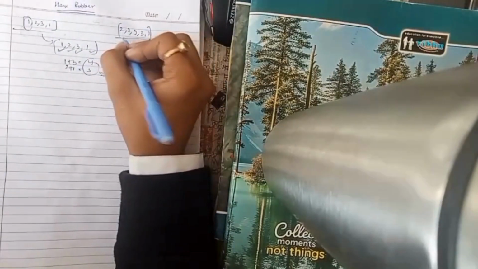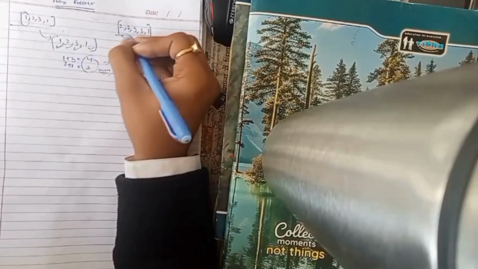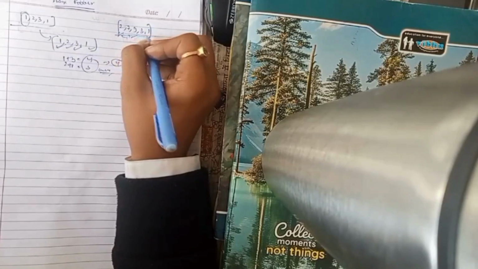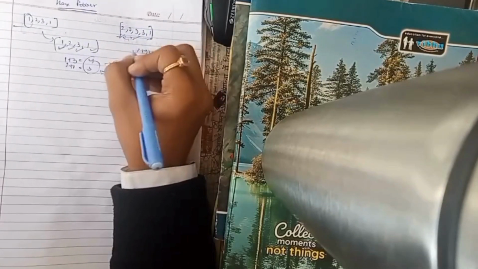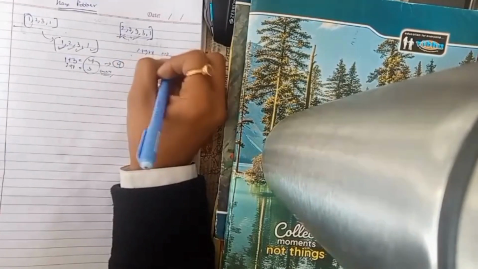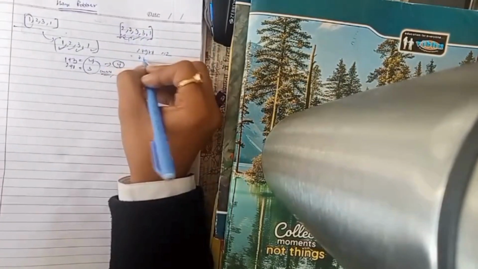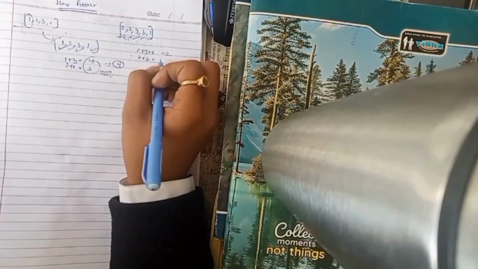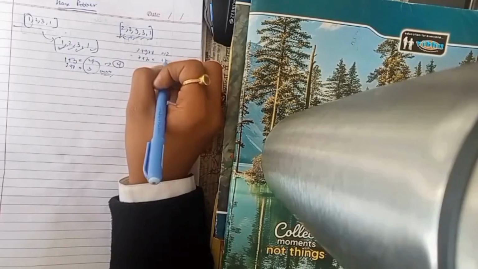Next test case is 2, 7, 9, 3, 1. Let's say I rob 2, 9, and 1. So 2, 9, and 1: 2, 9, 10, 11, 12. And 7, 3: 7 plus 3, 10.